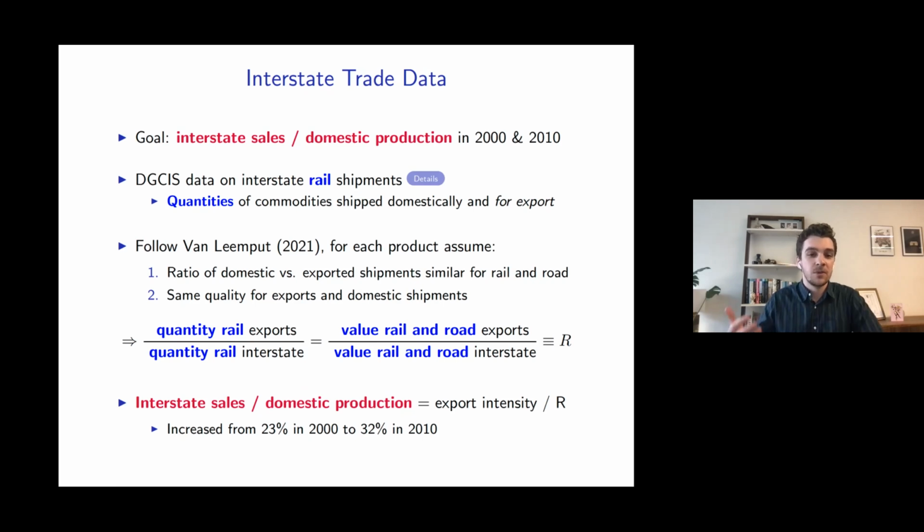And the second is, even though the quality of exports and domestic shipments is probably quite different, I'm sure there's a lot of evidence that manufacturers export higher quality products than they ship domestically. What really matters for us here is the trend over time. The assumption that the quality gap between exports and domestic shipments is constant over time is much less strict than assuming the same level of quality between exports and domestic shipments. And that's really what we care about in our quantification: this trend, or the increase in the interstate trade share.